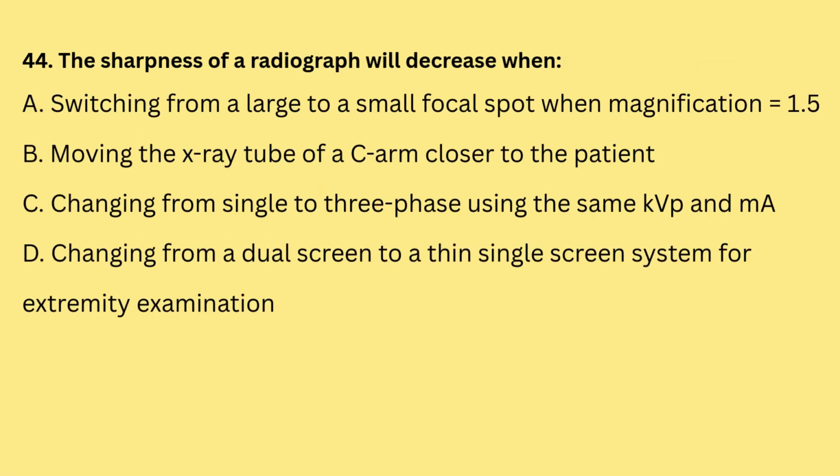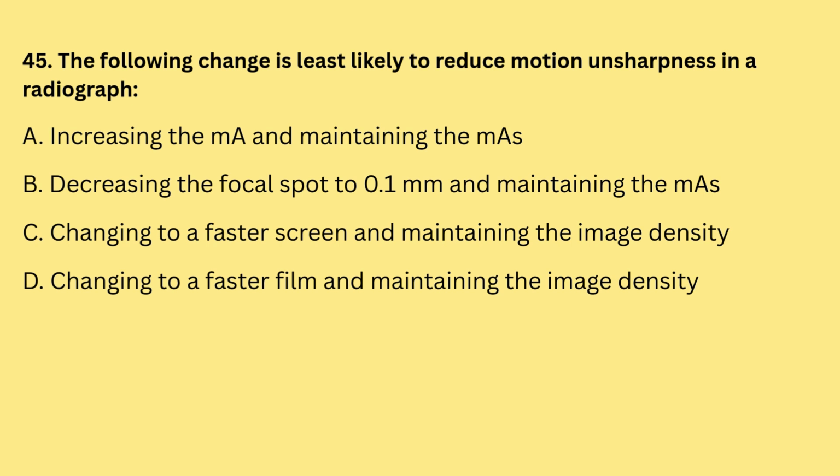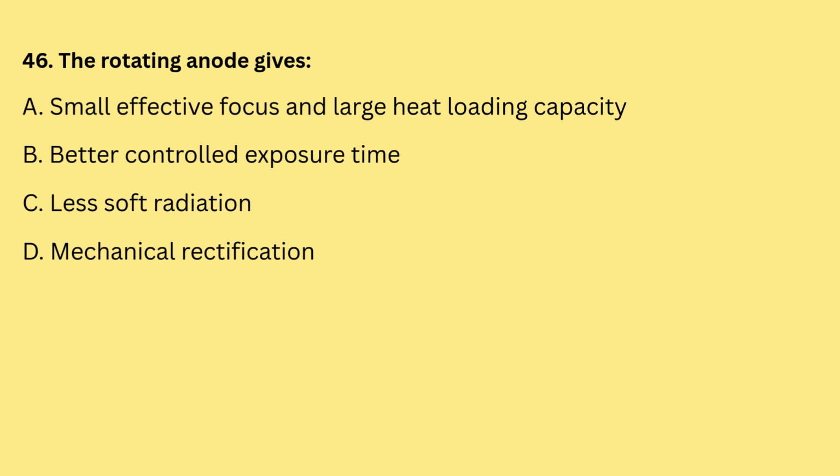Number 44. The sharpness of a radiograph will decrease when A. Switching from a large to a small focal spot size, B. Moving the X-ray tube of a C-arm, C. Changing from single to three-phase. The answer is B. Number 45. The following change is least likely to reduce motion or sharpness in a radiograph. The answer is B.